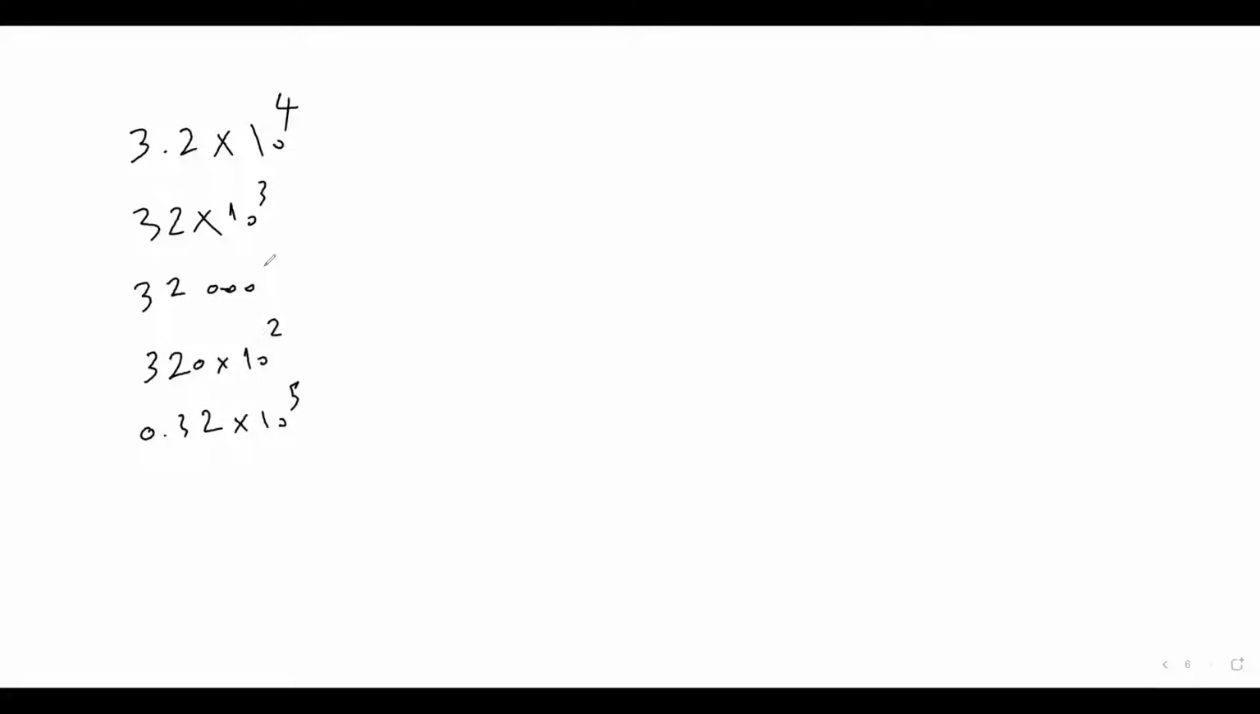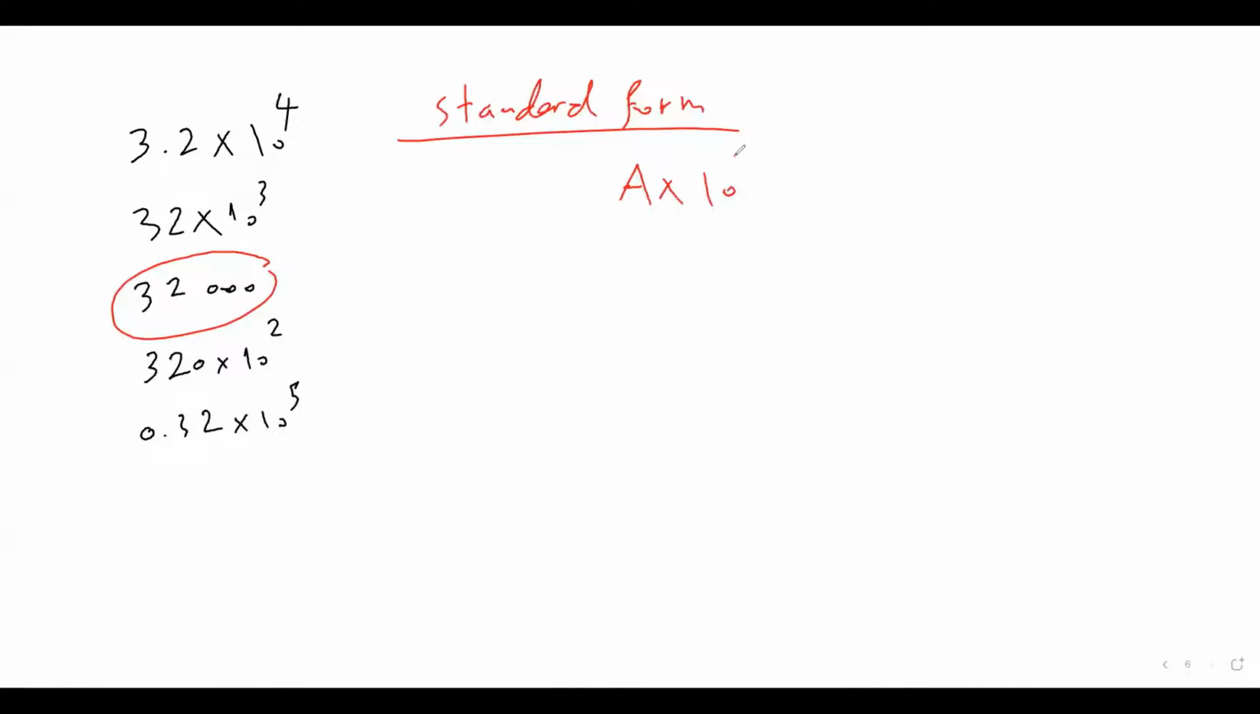and that would be 32,000, right? All of them, if you expand them, you get 32,000. But my question is, which one is in standard form? So there is a specific form for any number. There's a specific procedure. If you want to write any number in standard form, it should take the form of a times 10 to the power of n, where this power could be a positive or negative integer, right?